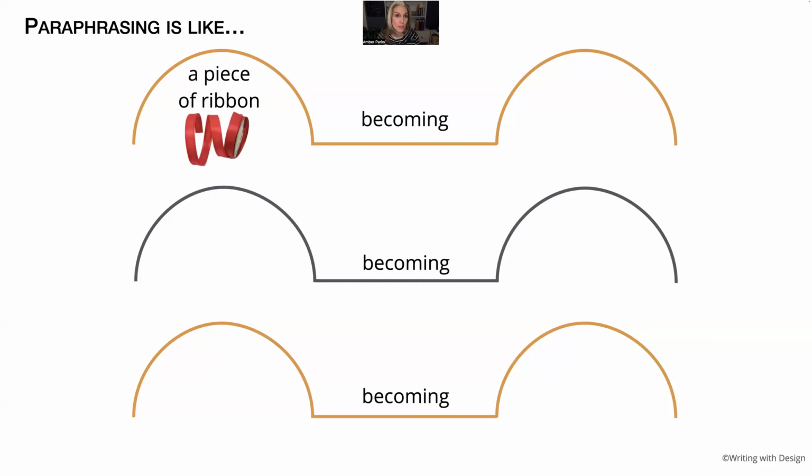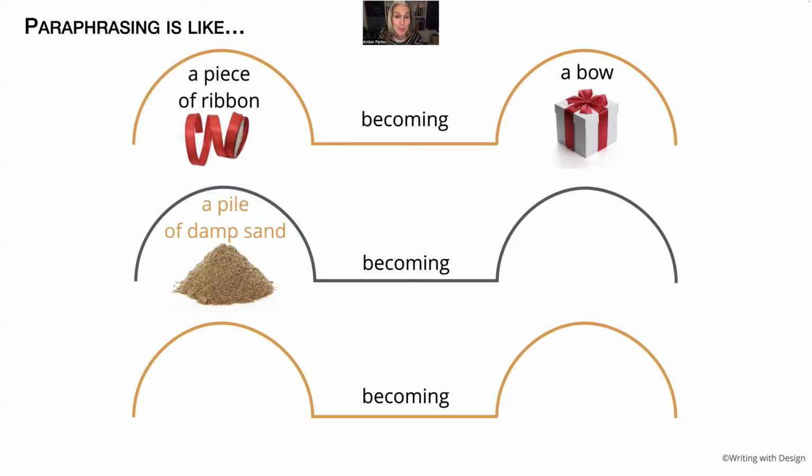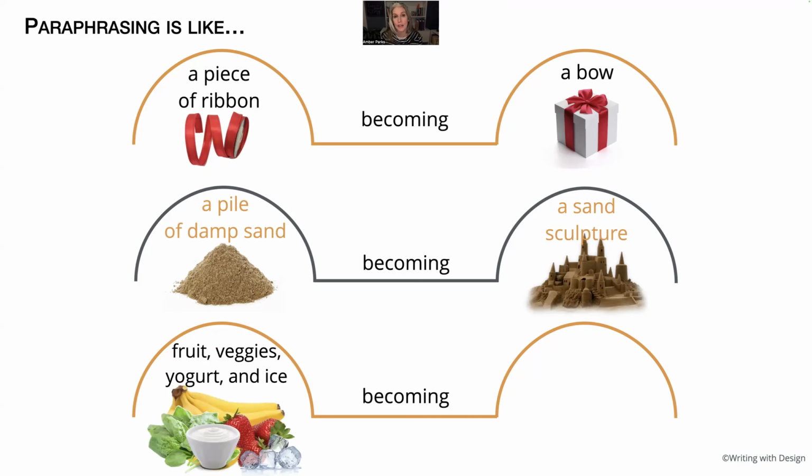Doing a few more examples here, we've got a piece of ribbon. What can we do if we mix that up? Yeah, we can make a bow. What about a pile of damp sand? How can we mix that up? Yep, you guessed it. A sand sculpture. And lastly, fruit, veggies, yogurt, and ice. What can we do if we mix that up? This is my personal favorite. We can make a smoothie. So we want students to think about that a paraphrase is like making a word smoothie. They take the information, they mix it up. It's all still there, but it doesn't look anything like the original.